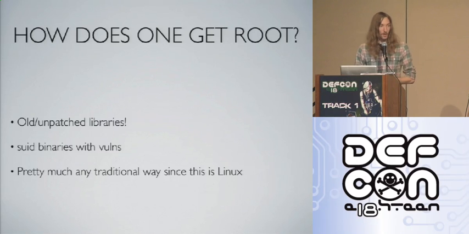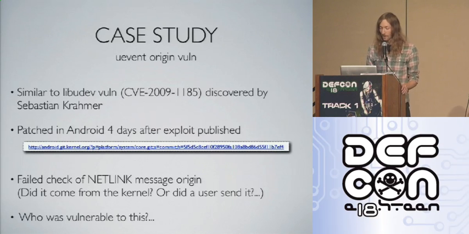Also, you can take a look at older unpatched libraries and binaries that are shipping on the system. I know one of the first Android vulnerabilities that were found was back when it was still just an SDK, before there was actually any hardware. It was in some of the imaging libraries, an overflow that Alfredo Ortega on the Core team found. But pretty much a lot of the ways that we've been looking for vulnerabilities on Linux apply to Android since it's running on Linux. So let's take a look at this specific case study.